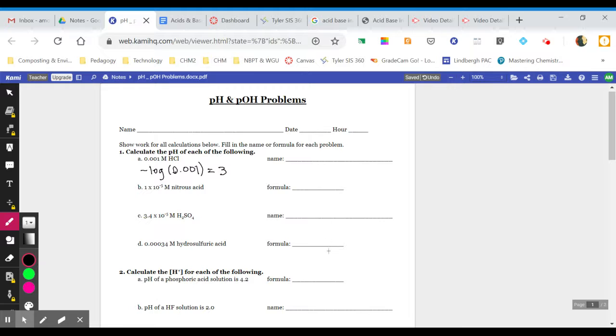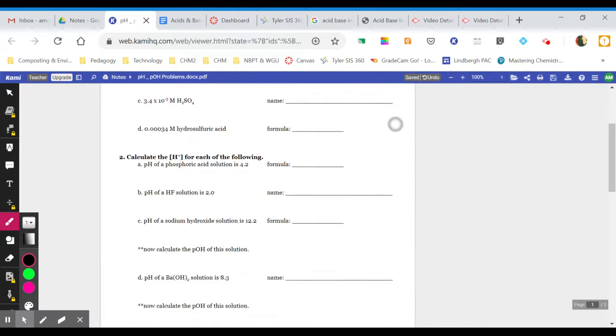Also, here on the other side, I've asked you to give me the names or the formulas of each of these, and that's just a good review of what you did last week with naming acids and bases. So HCl is hydrochloric acid. So I want you to write the name here as well, or the formula if it gives you the name.